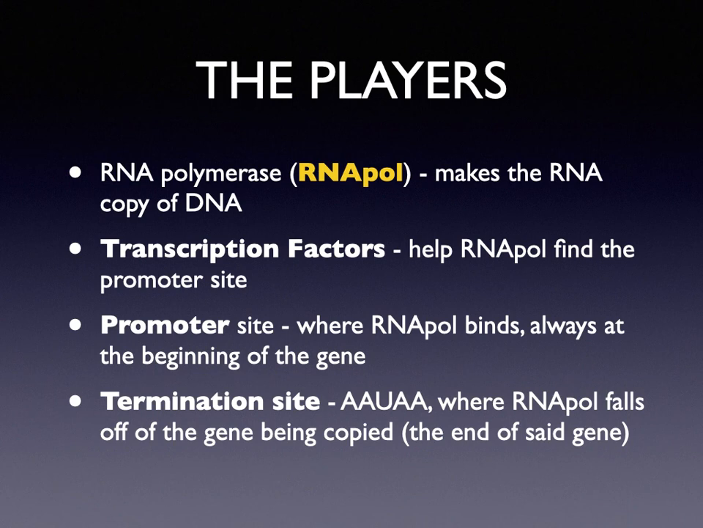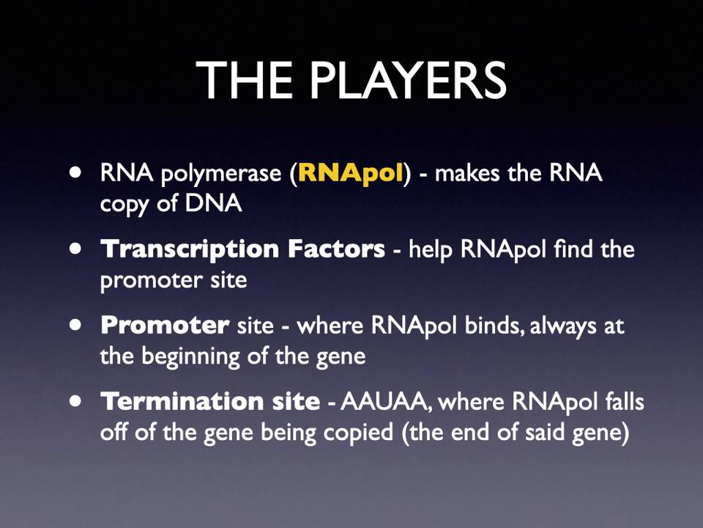You need to know the players. The big player here is RNA polymerase, or you can call it RNA pol. It makes the RNA copy of DNA. You have transcription factors, which help the RNA pol find a promoter site. A promoter site is where the RNA polymerase binds, and it's always at the beginning of the gene.